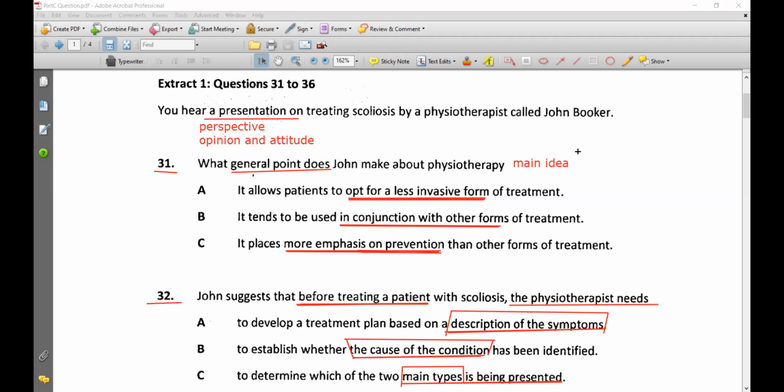So now I'm going to play this audio. Here you will not get any pause because we have already done the discussion. So I'm going to straight away start the audio.